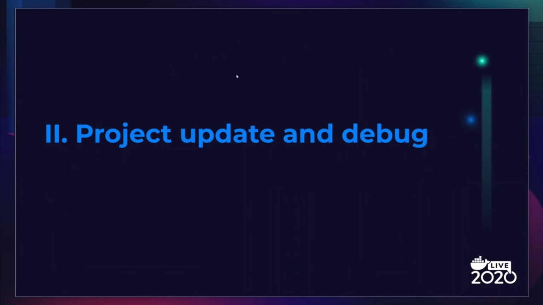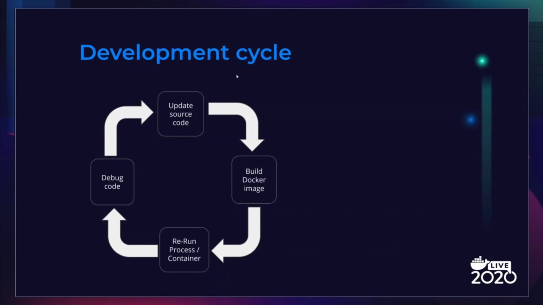We'll focus now on the dev inner loop, and mostly we will analyze how to speed up project updates and how to debug Python code running in containers. In general, our containerized development cycle consists of coding, building, running, and debugging. For the building and running phase, most of the time we actually have to wait. So ideally we want these phases to go pretty quick such that we focus on coding and debugging.